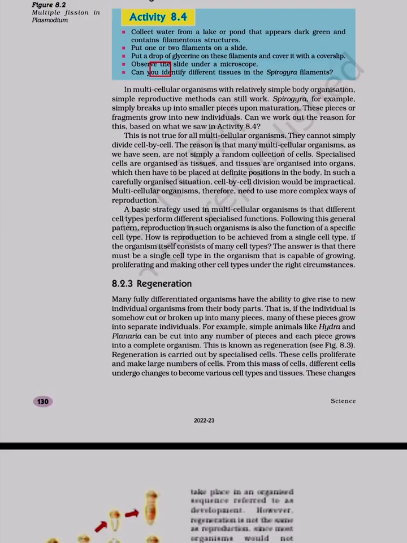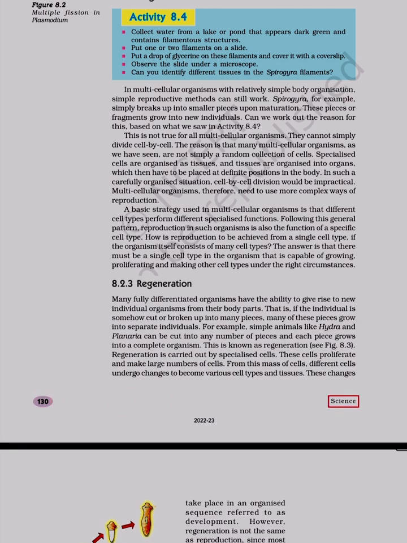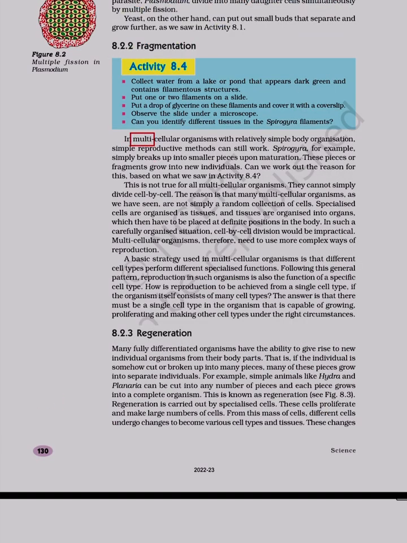In multicellular organisms with relatively simple body organization, simple reproductive methods can still work. Spirogyra, for example, simply breaks up into smaller pieces upon maturation. These pieces or fragments grow into new individuals. Can we work out the reason for this, based on what we saw in activity 8.4? This is not true for all multicellular organisms.